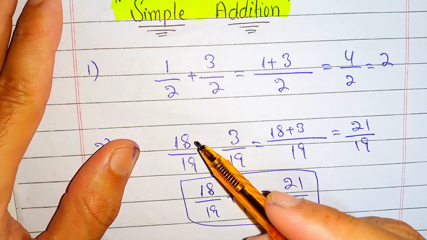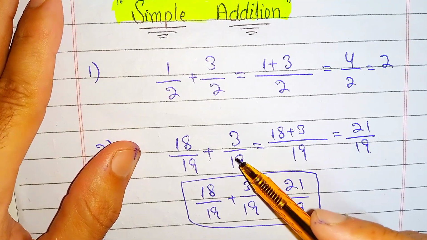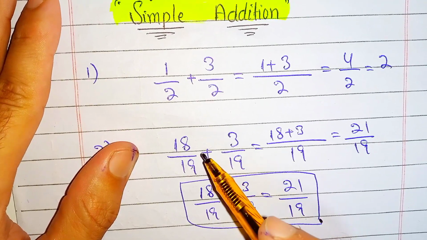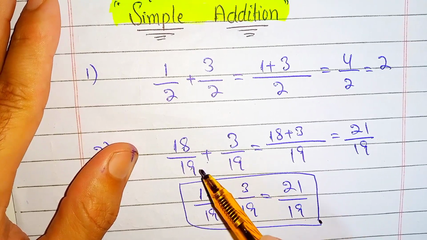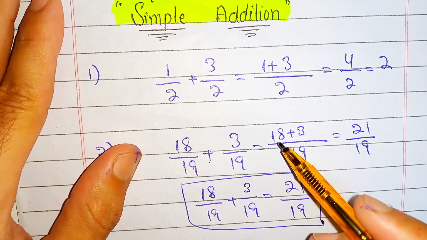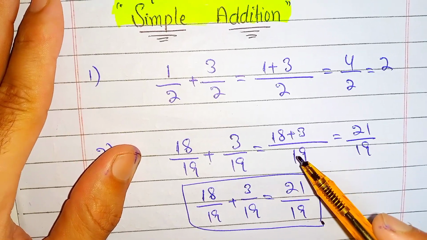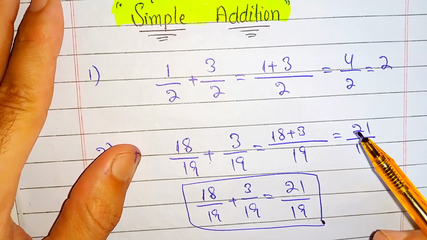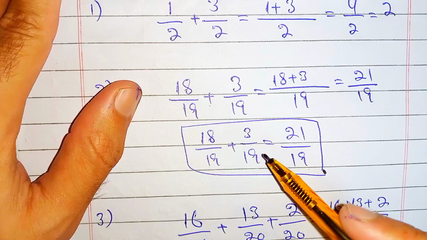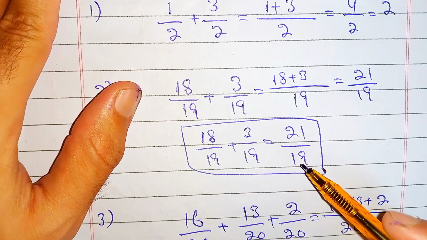In another example, 18 over 19 plus 3 over 19. Here again, the denominators of both fractions are the same, so we will add the numerators and keep the denominator the same. So 18 over 19 plus 3 over 19 is equal to 18 plus 3 over 19, which is equal to 21 over 19. So 18 over 19 plus 3 over 19 is equal to 21 over 19.